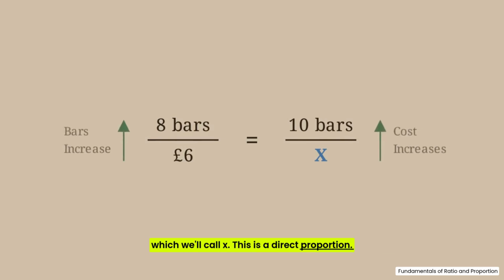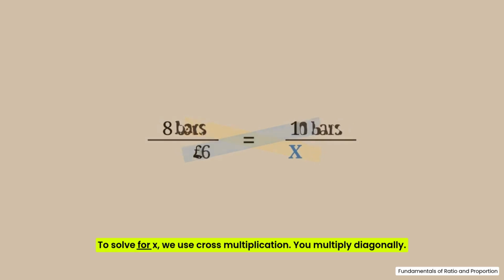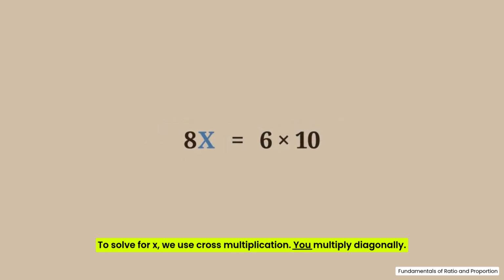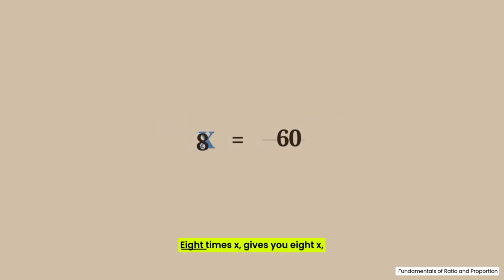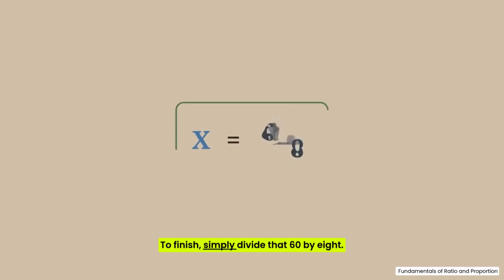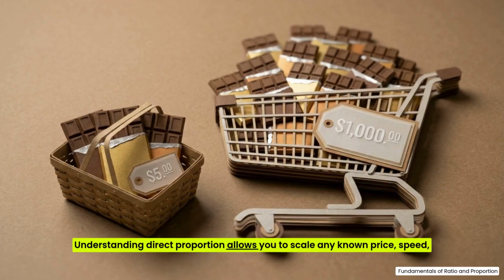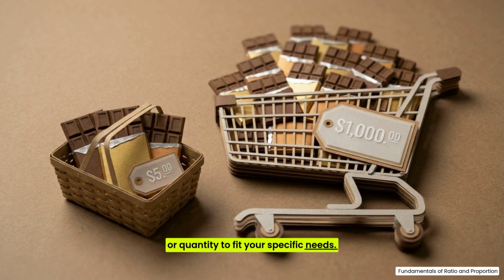8 bars over 6 pounds equals 10 bars over an unknown cost, which we'll call x. This is a direct proportion. As the number of chocolate bars goes up, the total cost at the register must increase at the same rate. To solve for x, we use cross multiplication. You multiply diagonally. 8 times x gives you 8x, and 6 pounds times 10 bars gives you 60. To finish, simply divide that 60 by 8. This reveals that your 10 chocolate bars will cost exactly 7 pounds and 50 pence. Understanding direct proportion allows you to scale any known price, speed, or quantity to fit your specific needs.